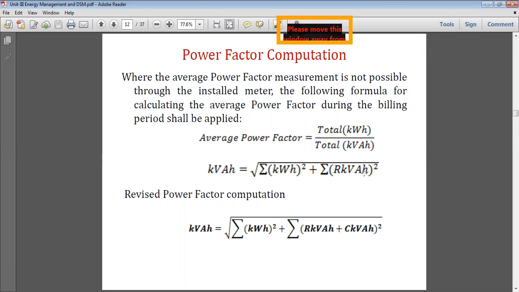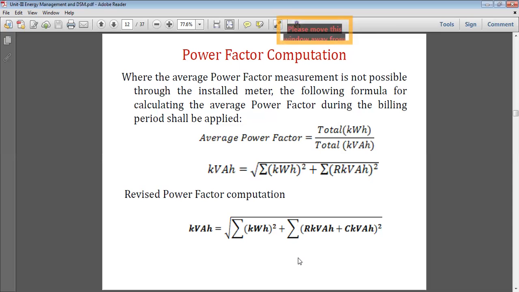Earlier, only the RkVAh, that is the lagging kVAR, was calculated, whereas whatever the value of capacitive reactive power was there, it was considered as 0. Then the power factor became unity. It was very simple to maintain the power factor, and they were calculating the power factor as 1. But here the average power factor becomes very difficult to maintain at unity by this formula, where the kVAh is equal to the summation of active energy squared plus the summation of lagging kVAh and leading kVAh, in brackets squared. So under this new method of calculation, maintaining the average power factor becomes a challenge to the consumer.